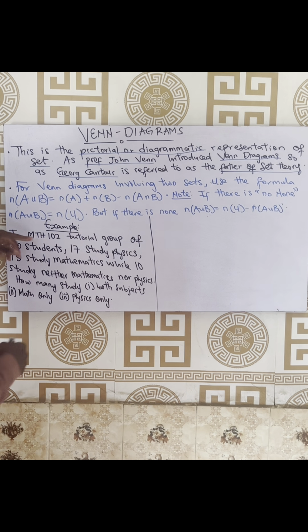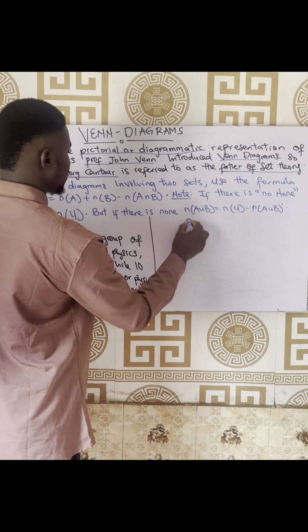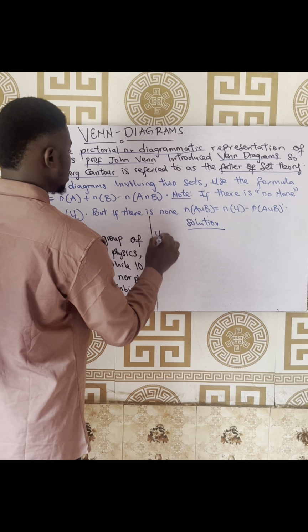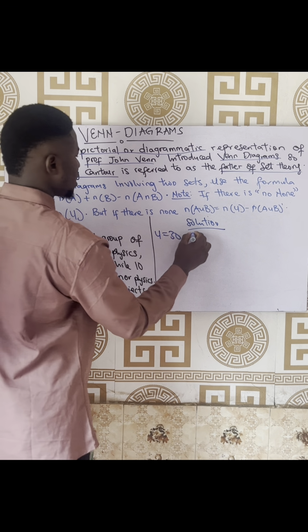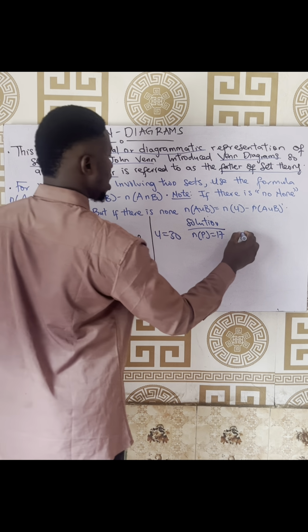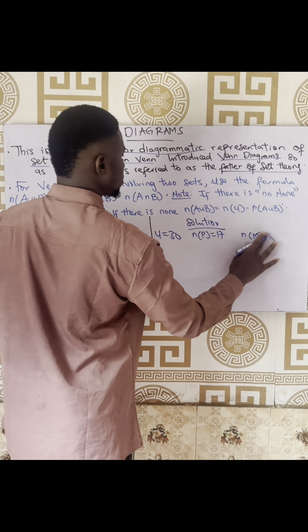So they said in MTH 102 tutorial group of 30 students. Guys, this simply means that the universal set is equal to 30. 17 study physics. This simply means that the number of physics is equal to 17. 15 study mathematics, the number of maths is equal to 15.